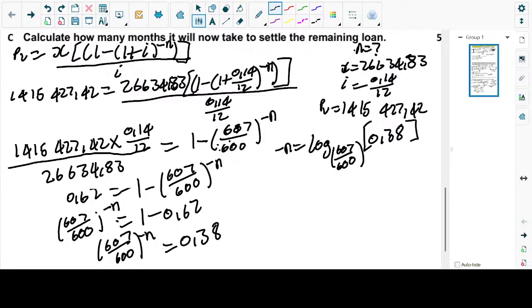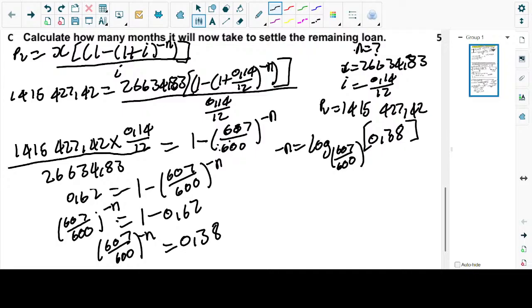I already know what the answer was, because I did it in my mind, so I don't want to make a mistake. So just say 1 minus the answer, close the bracket, and then minus n is going to be equal to minus what?